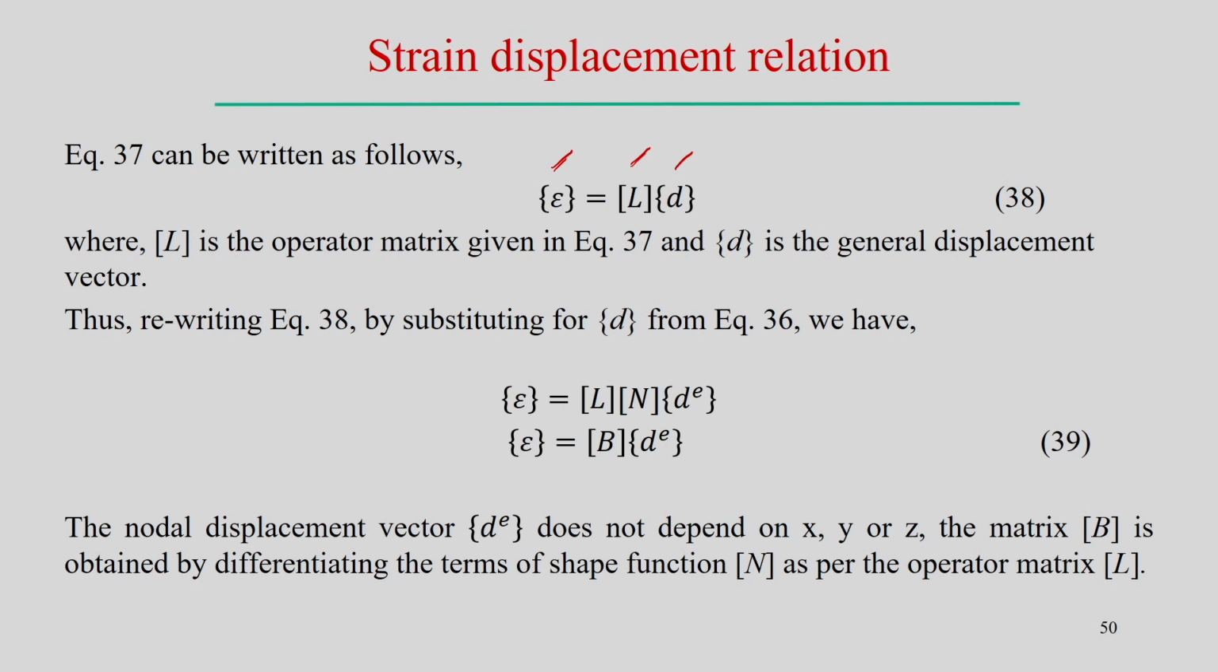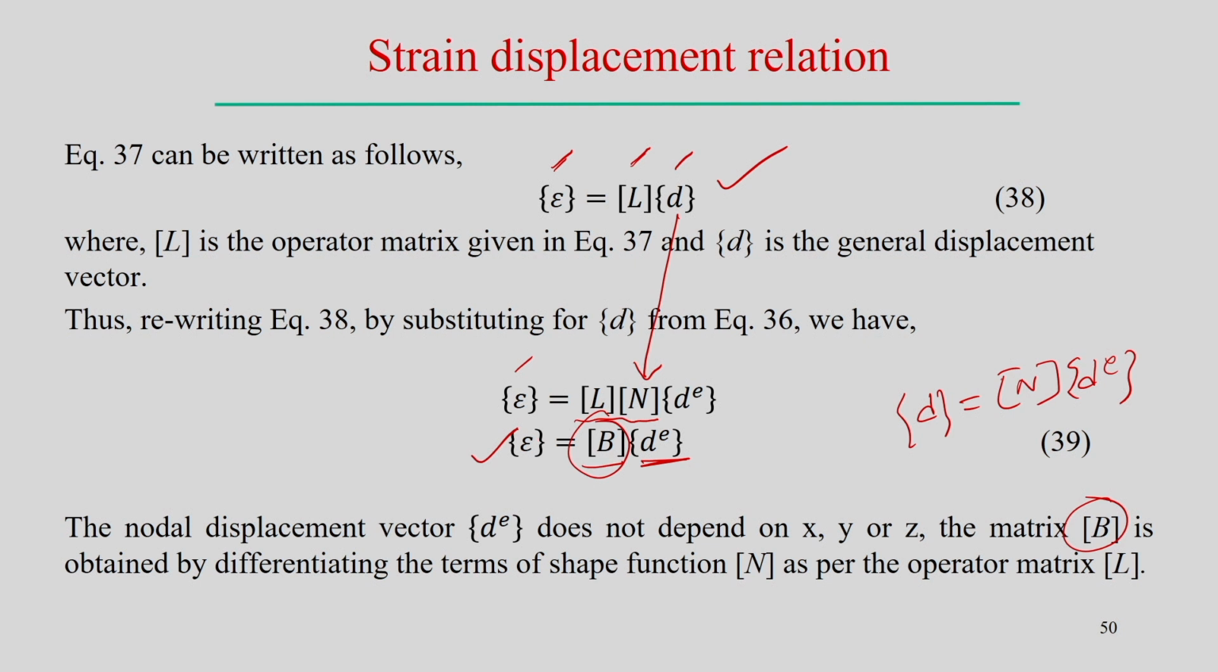Now, we can rewrite equation 30 in another way. Epsilon is L into D, where D represents the general displacement field. We have already shown it in the form of the shape function N into d, where d is the nodal displacement field. Once we replace this, L into N can be represented in the form of B, which depends on x, y, z. So, B is the strain displacement matrix that relates strain and displacement. Epsilon is the general strain variable, d is the nodal displacement vector, and B is the strain displacement matrix in between.